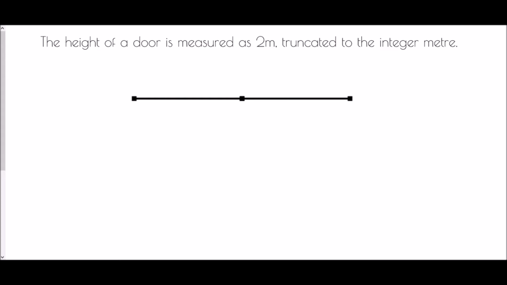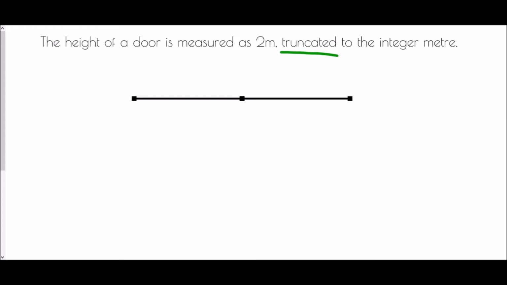And the height of a door is measured as 2 meters truncated to the integer meter. Now that is a very important phrase. We've used the word truncated there. We haven't actually rounded this time. So we need to remember what truncate means. To truncate means to cut off.